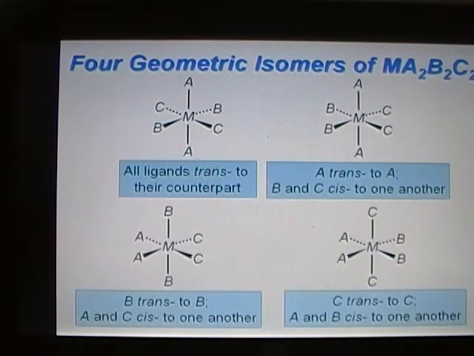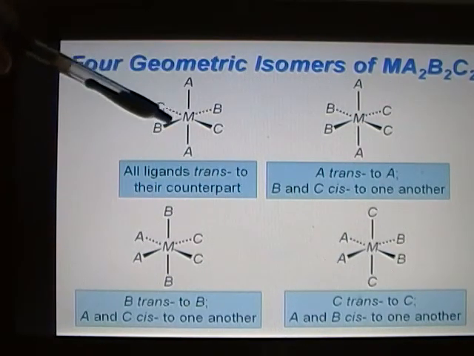Now we need to learn how to draw geometric isomers of coordination compounds. And that's what the next part of this lecture will be about. How can we draw all the possible isomers of a compound given a formula? We will start off by looking at MA2B2C2, where A, B, and C are unique ligands.